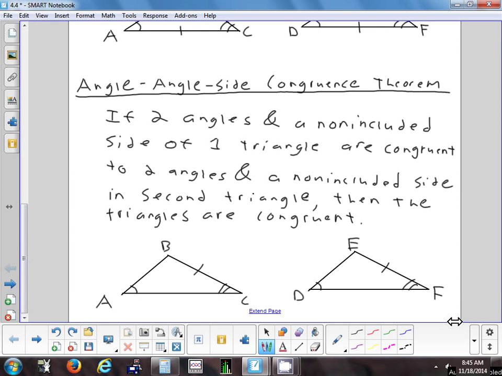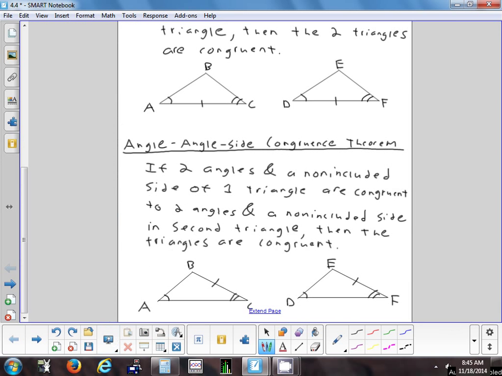Let me show you the picture of this. Let's see if we can get both pictures up at the same time. Okay, so there's the difference. The one on the bottom, you've got two angles, say A and C, but this time the side that you know isn't the side that connects the two angles. It's one of the sides that doesn't connect the two angles. So A matches up with D, C matches up with F, and then segment BC and EF match.